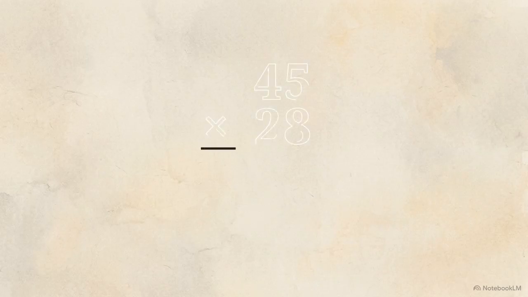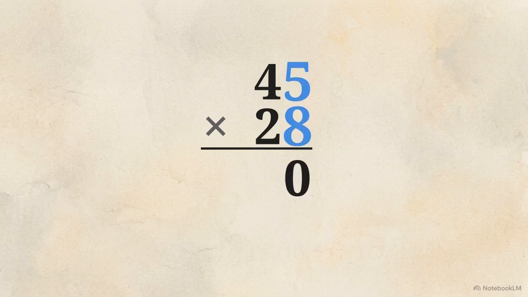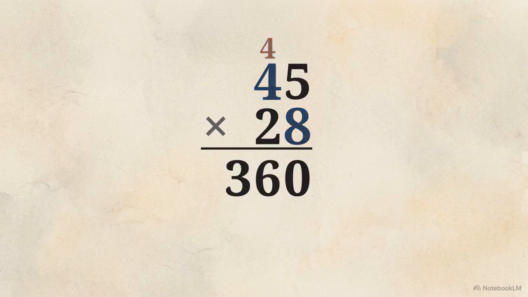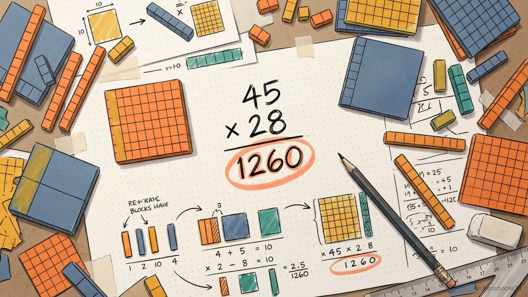Take 45 times 28. The traditional method tells us to multiply 8 by 5, write down the 0, and carry the 4. Then comes a specific instruction. Before moving to the second line, you must drop a 0. If you ask a student why that 0 belongs there, they might tell you it's just a placeholder. But what is actually happening to the value of these numbers to produce the final answer of 1,260?